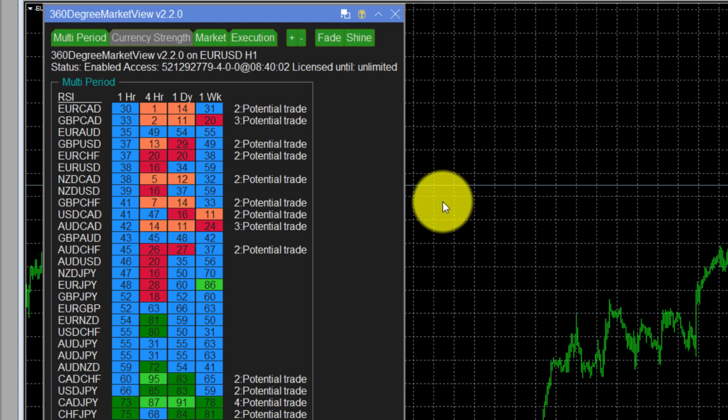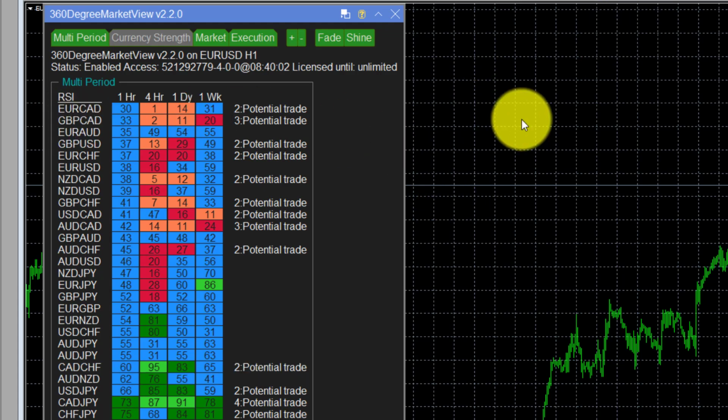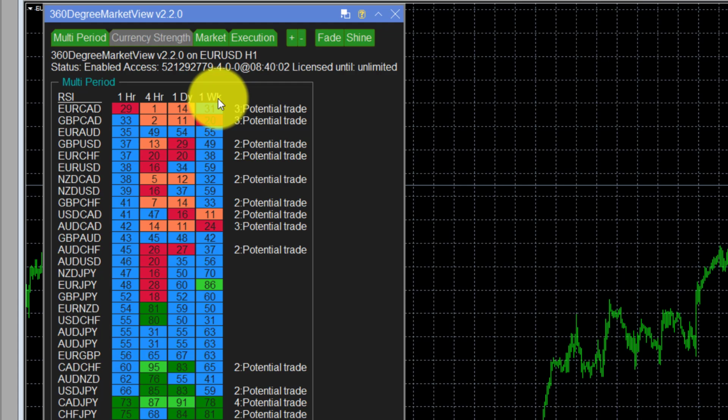So let's have a look at the RSI and how it can help you decipher what is happening in the market. On this particular one, I've got the 1 hour, 4 hour, daily and weekly set, but I personally love the 4 hour because that tells me a good balance of what is happening in the market right now. The 1 hour I find sometimes is a little bit too sensitive. The 4 hour is good, and the daily is a little bit slow for me, so I love the 4 hour.